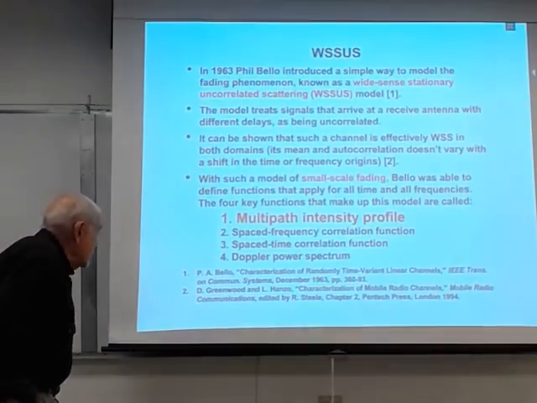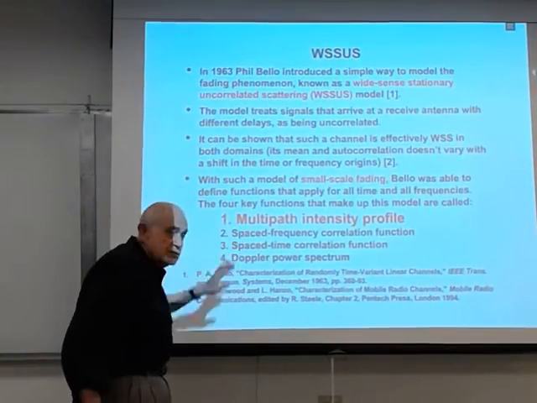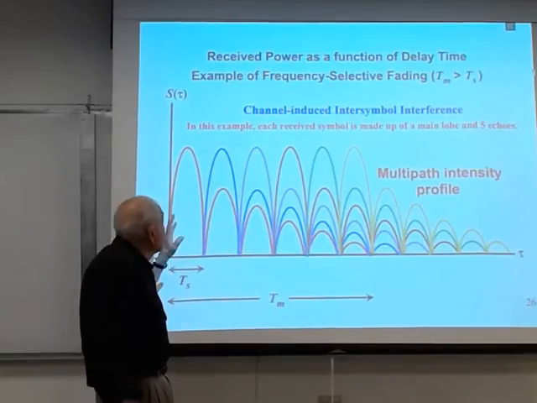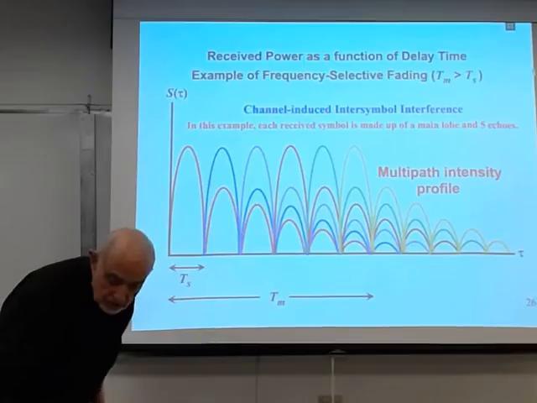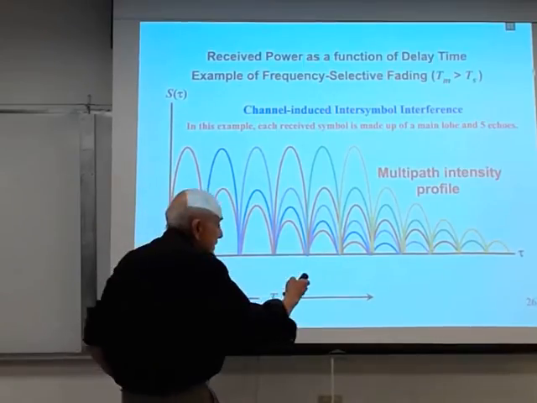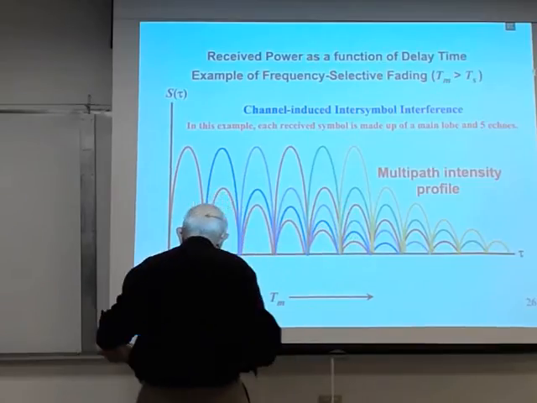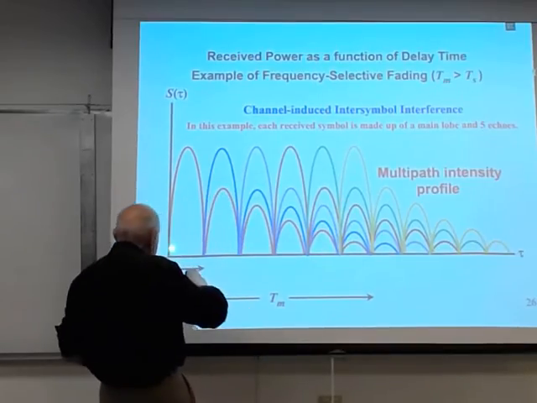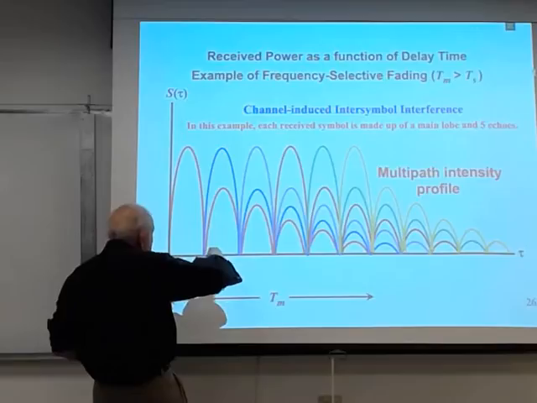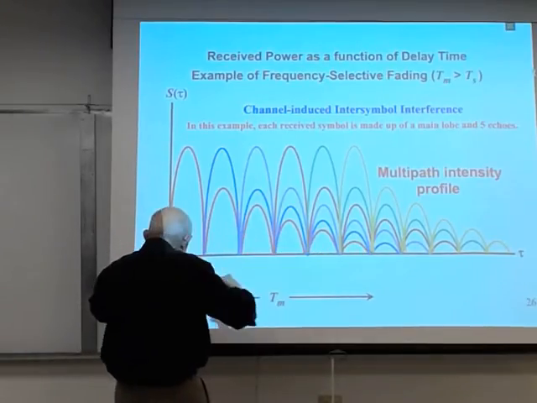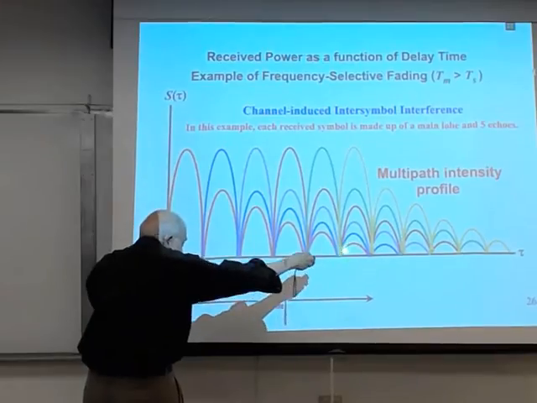So remember what we're looking at. We're looking at the multipath intensity profile. That was the name given to picture number 1. And here is the worst case. The worst case picture is called frequency selective fading, when T sub n, here it is. I'm sending out the red signal. You've got the main bang, echo, echo, echo, echo, echo, and it's over. So here is T sub n, this duration.